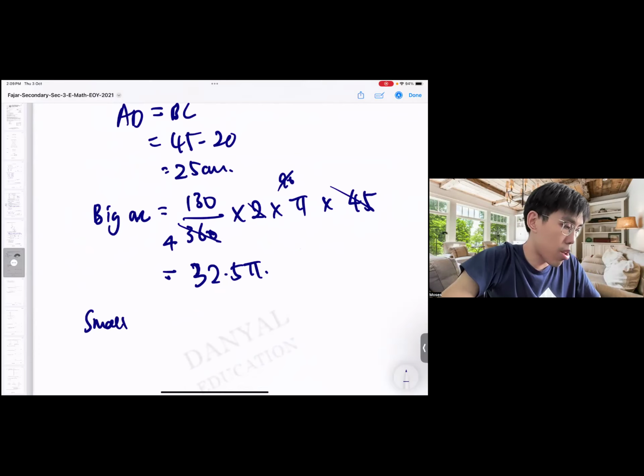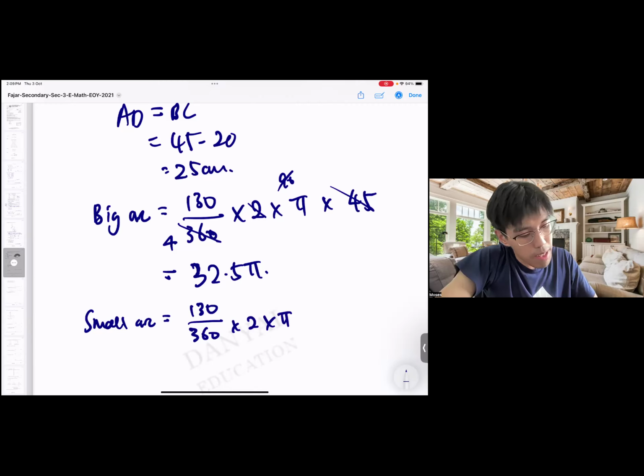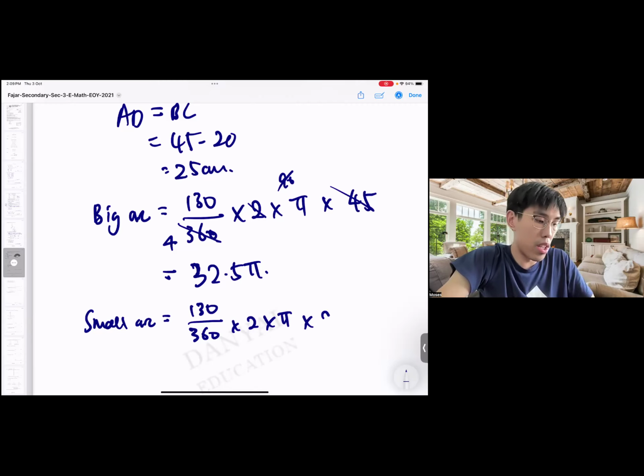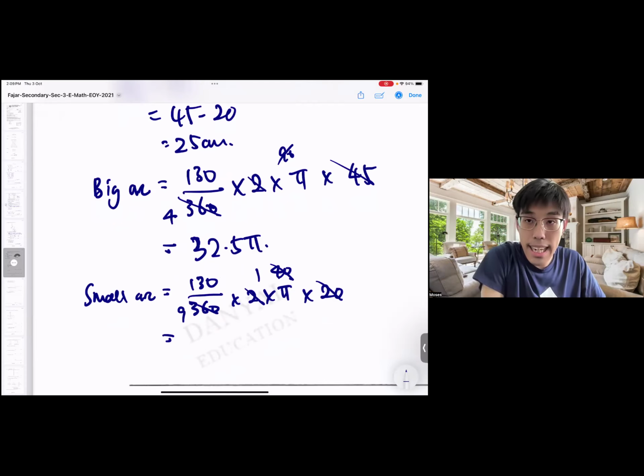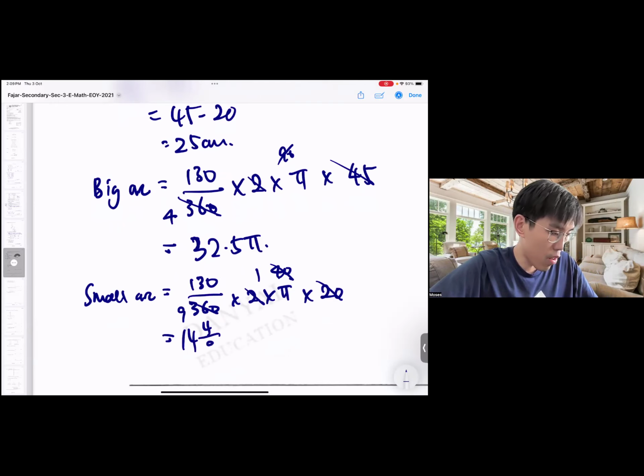Then we find the small arc as well. Same thing, with the same angle and the same formula times pi, but this time round the radius is 20. So once again, this 2 is 40. 40 I cancel here. I get 1, I get 9. So this is 130 divided by 9. This one should be 14 and 4 out of 9 pi.